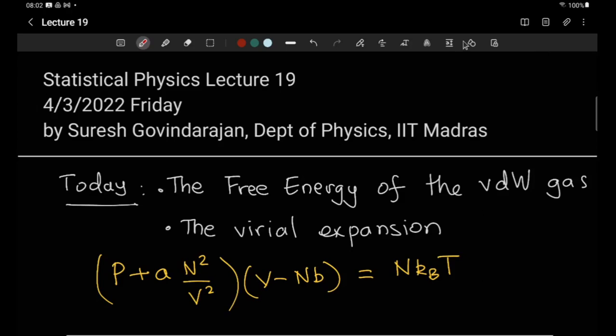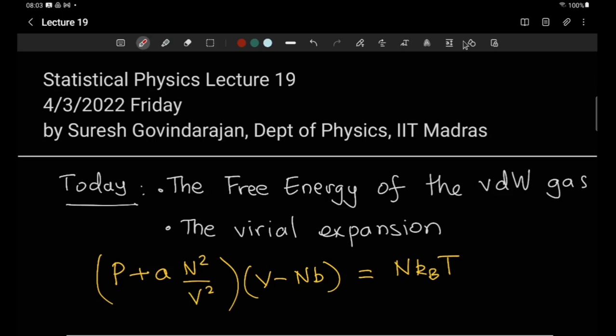Okay, so good morning. Today we will start our statistical mechanical study of the van der Waals gas. The first step to doing that is to compute the free energy of the van der Waals gas, and we'll connect up to some general formula which is called the virial expansion, which we will see again. The virial expansion is a systematic expansion where we study corrections to the ideal gas law.